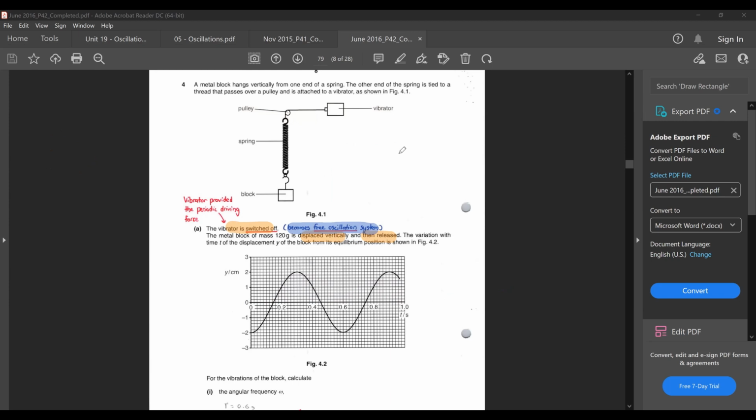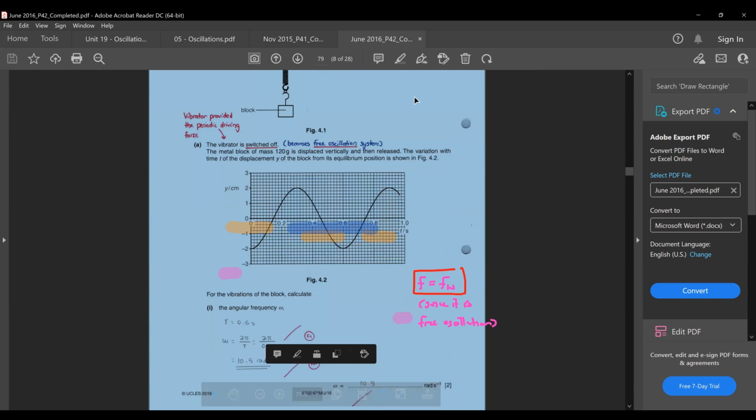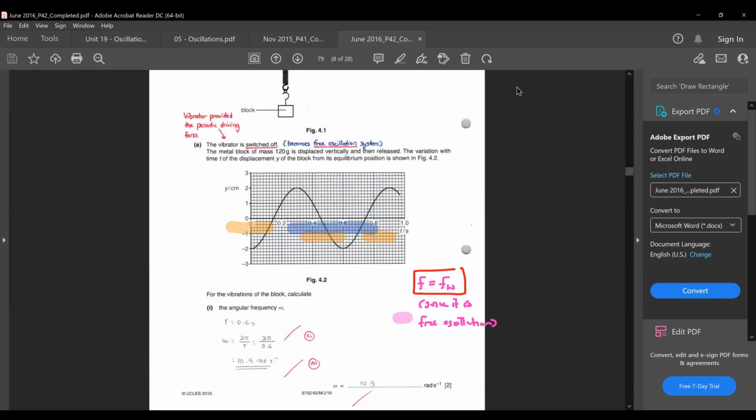And your graph here is showing the variation of displacement with time. So one thing that you should be able to note here now is that this frequency f here that your mass is oscillating is actually your natural frequency already, since it is free oscillation right now. Whatever frequency you have here is already the natural frequency itself. So this one will come into play later. Here, the question just asks you to find out angular frequency first for the first part. For the vibrations of the block, calculate the angular frequency omega.